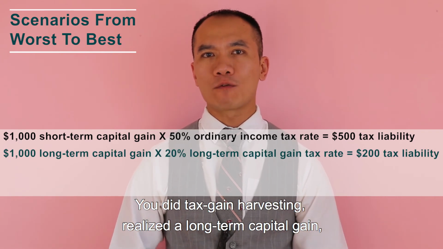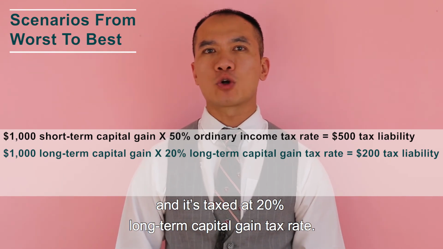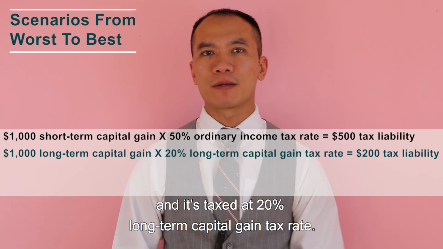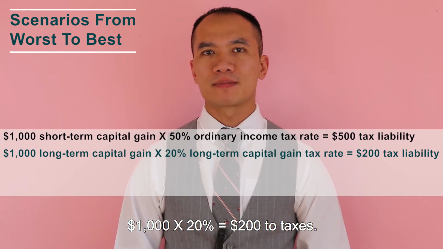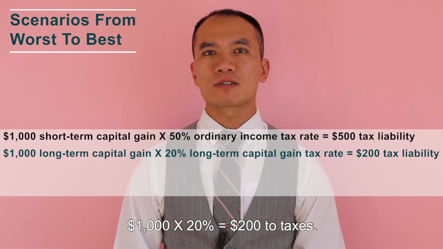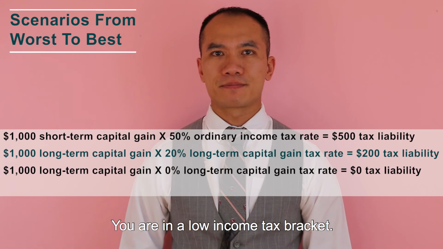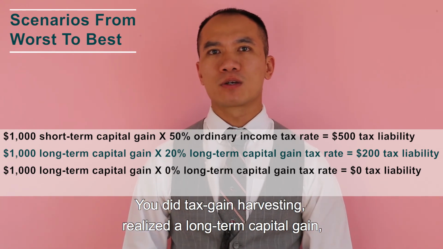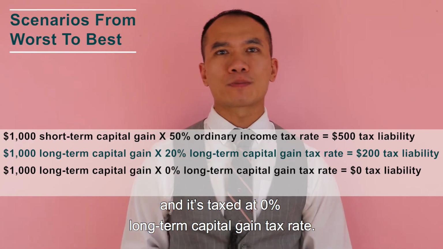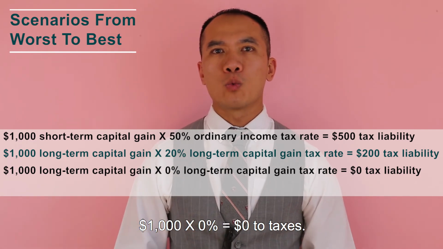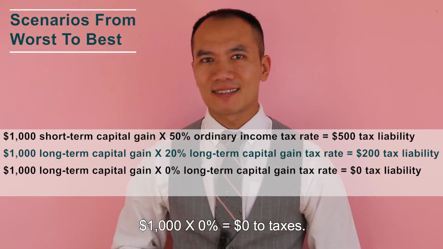You did tax gain harvesting, realized a long-term capital gain, and it is taxed at the 20% long-term capital gain tax rate. $1,000 times 20% equals $200 in taxes. You're in a low income tax bracket. You did tax gain harvesting, realized a long-term capital gain, and it is taxed at the 0% long-term capital gain tax rate. $1,000 times 0% equals 0 in taxes.